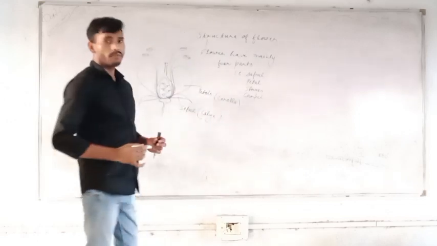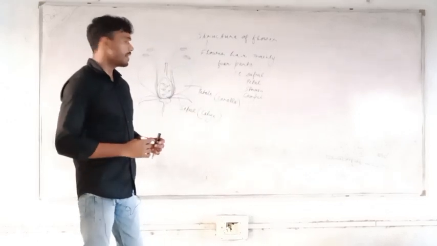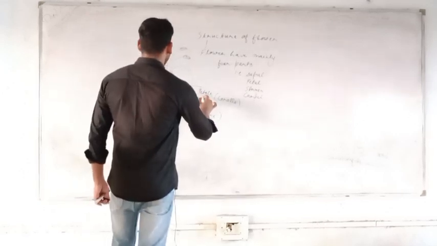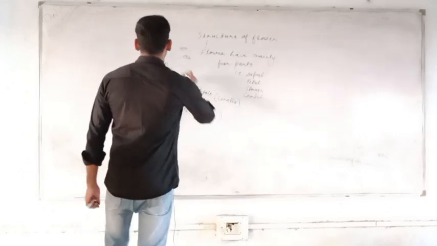The corolla are usually brightly colored due to the presence of pigments like anthocyanin, anthoxanthin. So it is brightly colourful due to the presence of pigments.